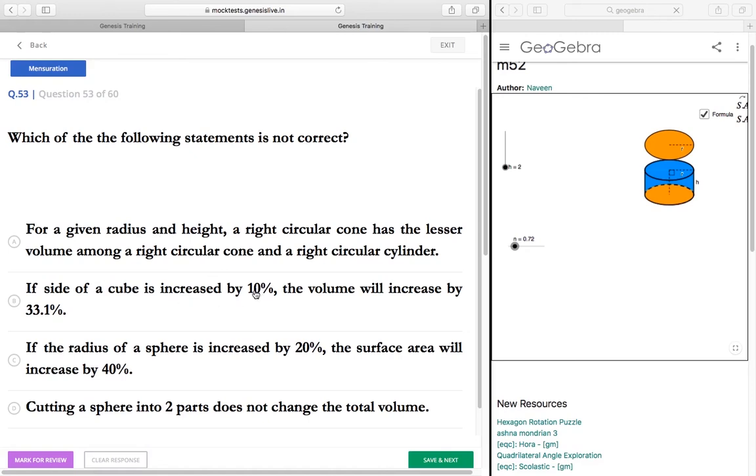Before you get into the options with the numbers, let's understand the remaining options. Cutting a sphere into two parts does not change the total volume. Obviously, it does not change the total volume. So this is also correct. So that is not our answer.